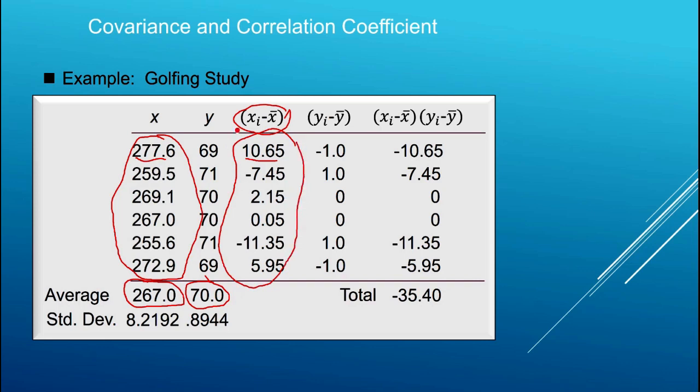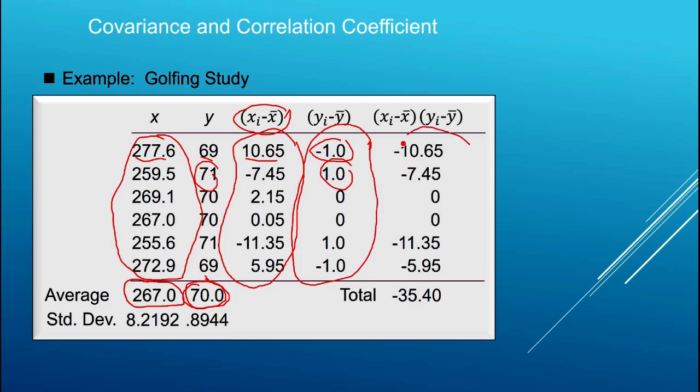We do exactly the same thing for our y variable, our score. We're going to take the first value of 69 and subtract from it the value of 70, which is the average score. Clearly, if we take 69 and subtract 70, we get -1. If we take 71 and subtract 70, we get 1. We do this for every value of y in the data set, all 6 rounds of golf, and we come up with the following column of data.